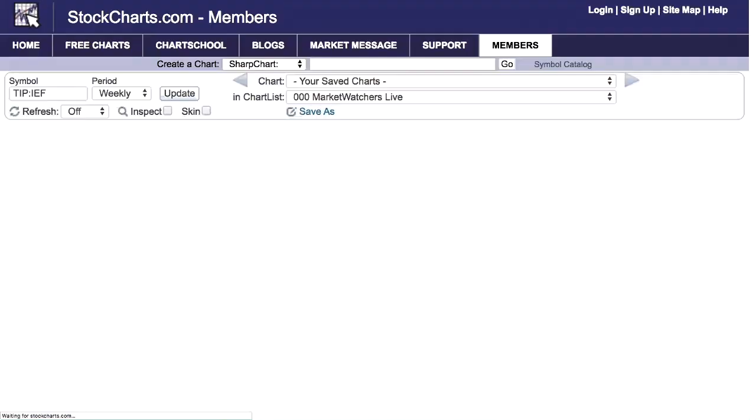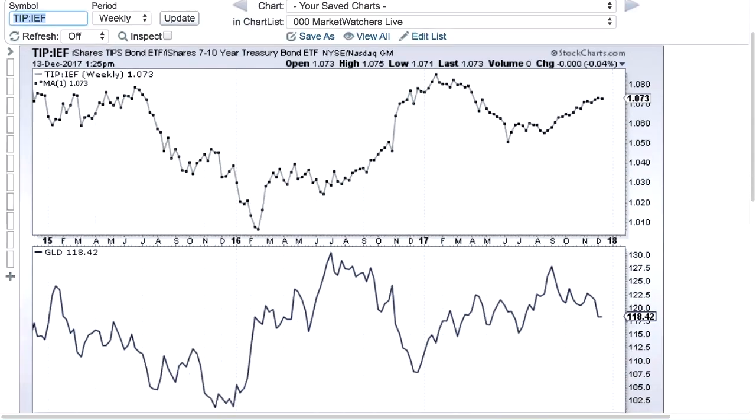I just want to touch on this real quick. So you can see there's a positive correlation, fairly positive, but look at this. TIP was outperforming IEF and gold went down. So it's not as strong as you might think, that correlation. Whenever you hear about something, try to chart it and try to see it for yourself.